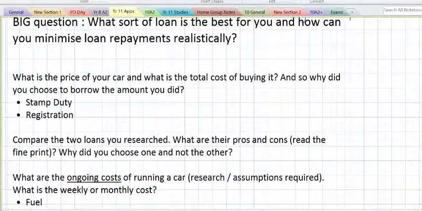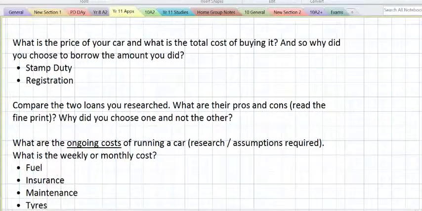So to start off with, in your discussion, you can talk about what's the price of the car and what's the total cost of buying it. Now that sounds like a strange question because you all think, well, if my car costs $20,000, then that's the price of it, right? The price and the cost are the same. But it's not quite the case, because even if the price of your car is $20,000, there is still stamp duty, registration, and so on that adds on to that $20,000. So if the price is $20,000, the cost to you of buying it might well be closer to 21 and a half. Alright? And that leads to the question of why did you choose to borrow the amount you did?